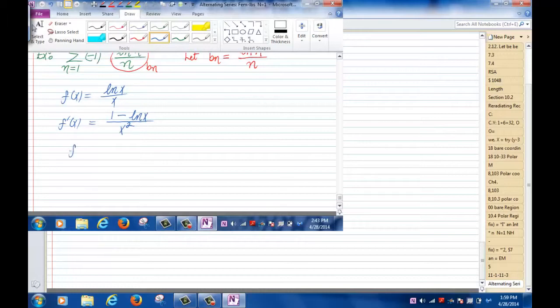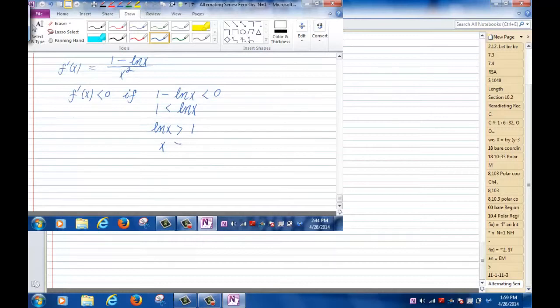So if I want to know when this derivative is negative, well, the denominator is x squared, so that's just positive. So the sign depends on the numerator. So this would be negative if the numerator 1 minus ln of x is negative. Which means that 1 is less than ln x, which means ln x is greater than 1. And then what can I say about x? Greater than e, because ln of e is 1, so when x is bigger than e, ln of x will be bigger than 1. So when x is bigger than e, I have that.